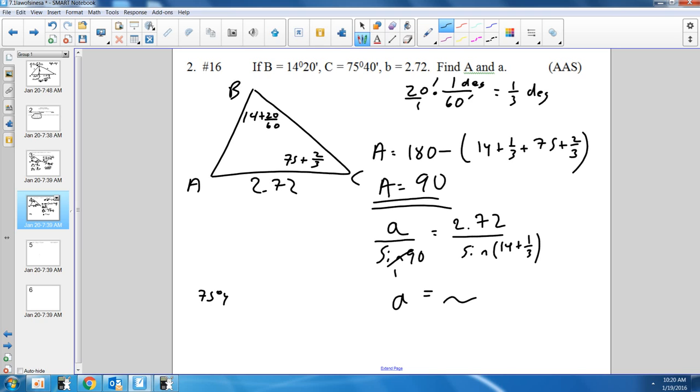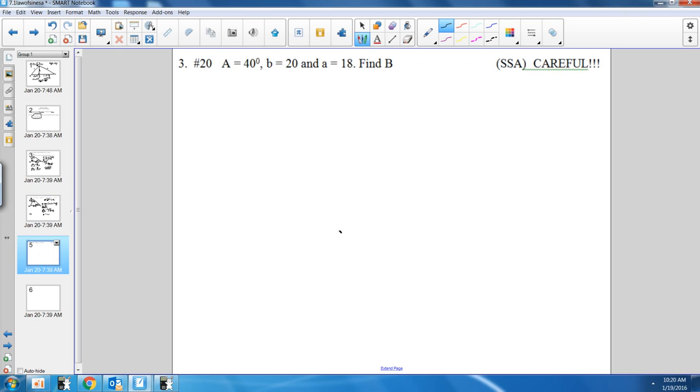One more problem, and that is going to be number 20. A equals 40 degrees, B equals 20, and A equals 18. Find angle B. Now, once you start thinking, okay, I've got this, this isn't so hard, you're going to eventually see that this is the only little quirky thing that can happen when you're dealing with the law of sines. It can create some problems for you.